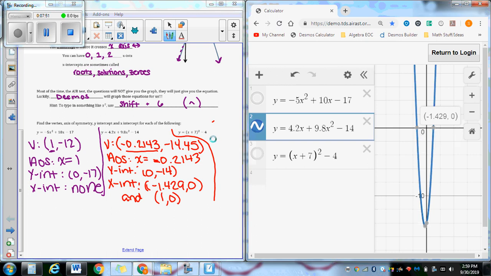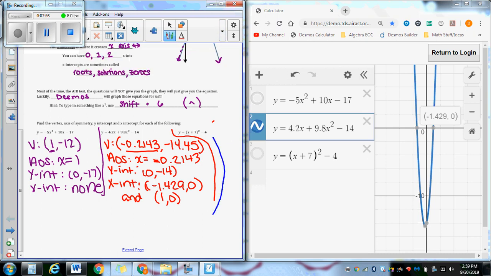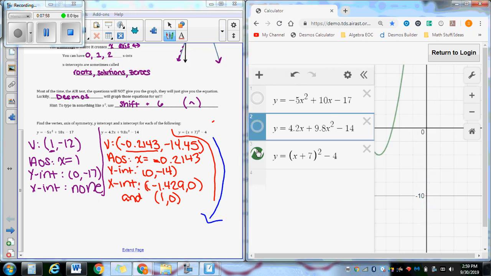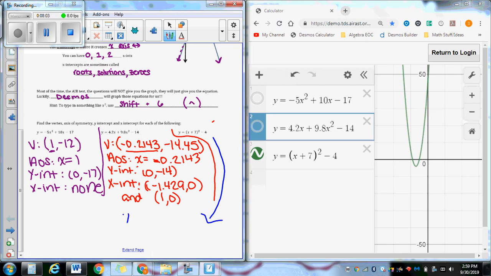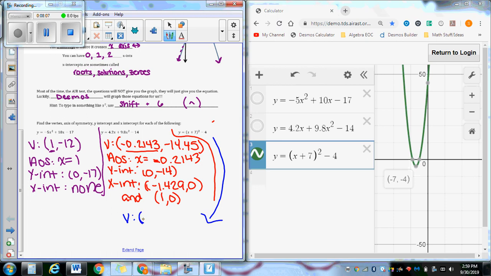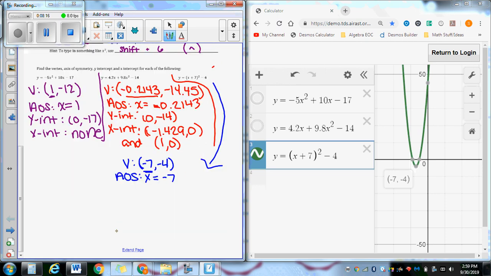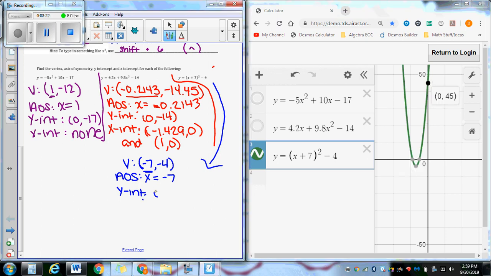So for this third one, I'm actually going to do it way down here so that you can actually see the whole thing. So vertex is going to be the bottom, -7, -4. The axis of symmetry is x equals, in this case, -7. The y-intercept is way up here where it crosses the y-axis, 0.45.